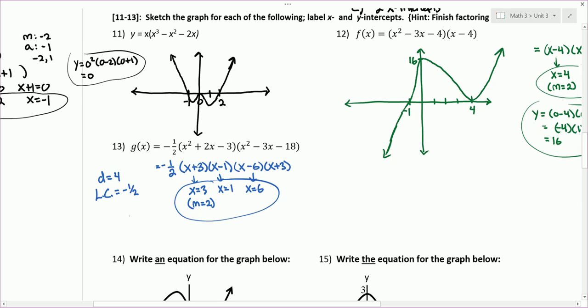So negative leading coefficient tells us the right side's pointed down. Even degree tells us the left side's pointing down in the same direction. So we're going to use that. And then lastly, we want our y-intercept. The y-intercept comes from plugging in 0 into this equation, wherever there's an x.